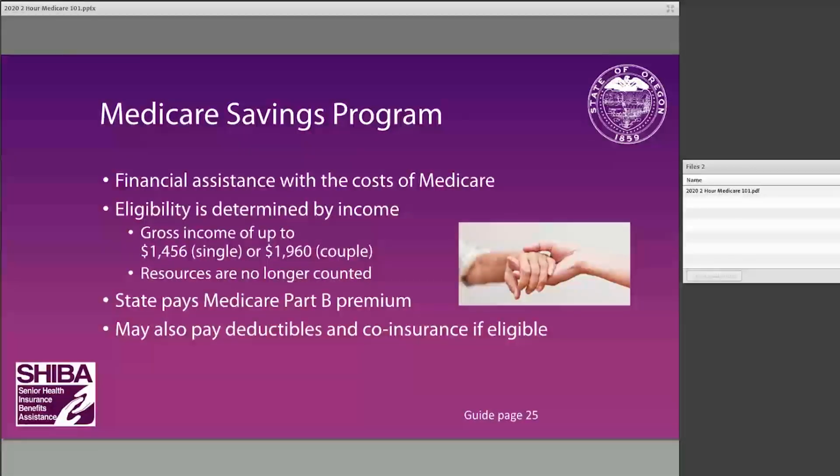If you have income that is even lower than that $1,456 or $1,960, then the state of Oregon could possibly pay for not only the premiums, but also the out-of-pocket costs, the 20%, the extra days in the hospital, skilled nursing, the deductibles, et cetera. So it all depends on what that gross monthly income turns out to be.